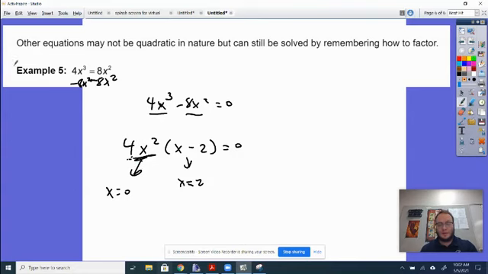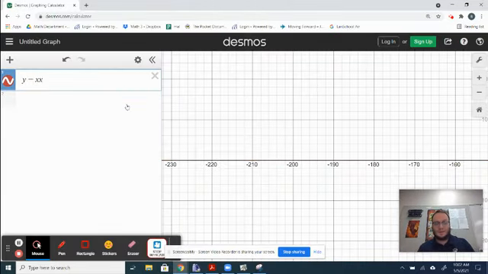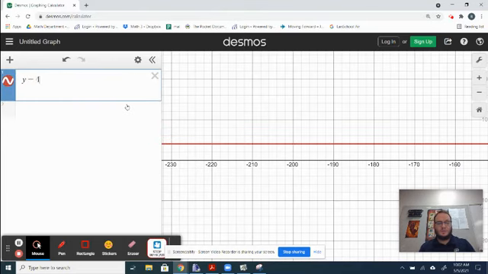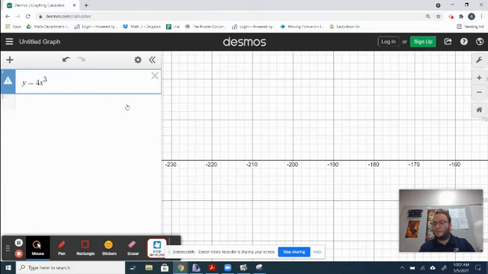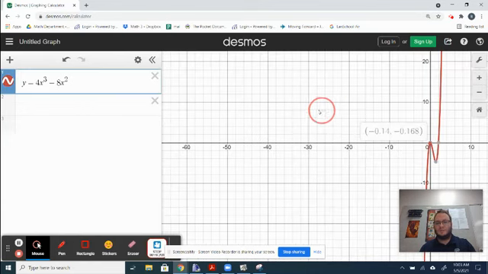Again, we want to go check that, but we do want to put it in this form into Desmos. So we're going to say 4x to the third minus 8x squared. And then we are moving back over to 0 and 2, which if I look, probably looks pretty good. Yep, and we're good on both of those.